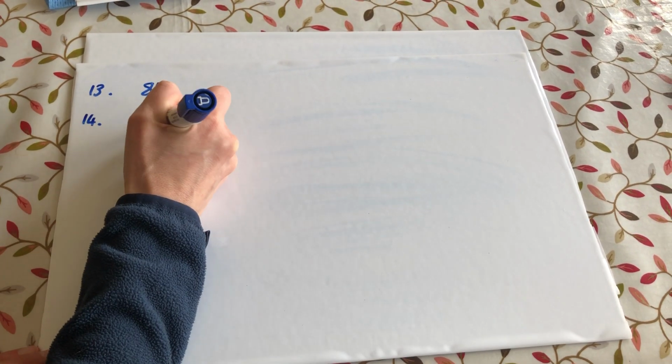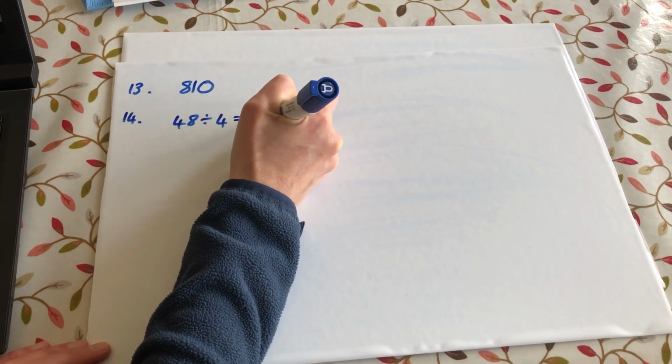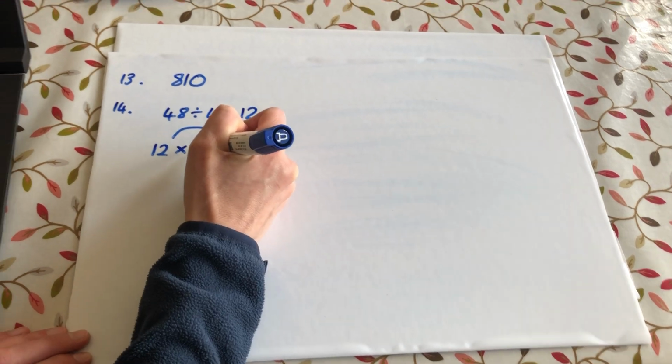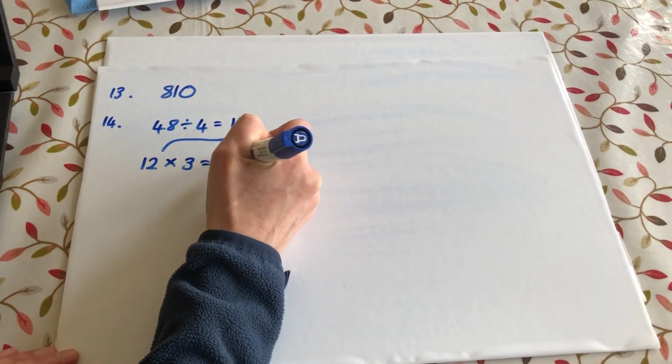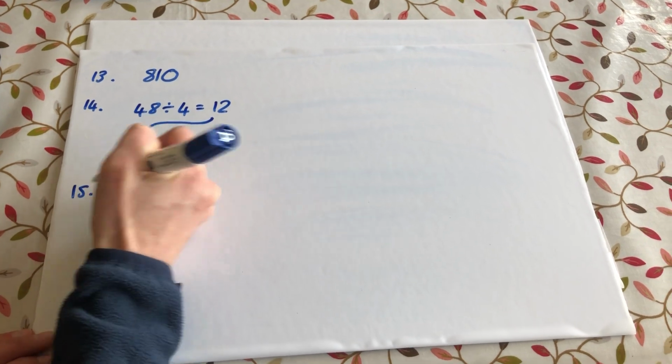3/4 of 48. Step 1, 48 divided by 4. How many 4s go into 48? 12. Bring my answer down and times by the number on the top of the fraction. 12 times 3 equals 36. Question 15.